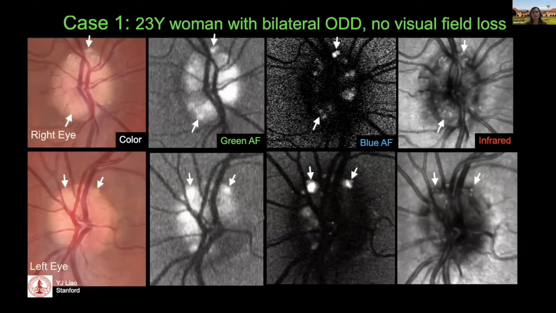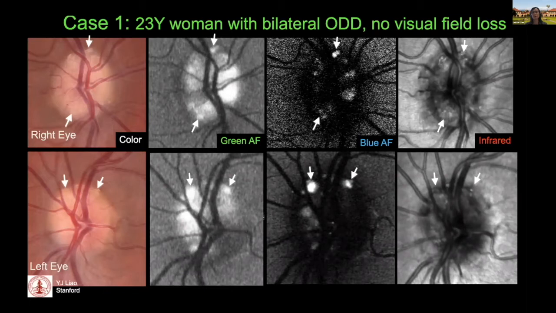Here are different imaging modalities for optic disc drusen. So the color photo, the right eye is on the top and left eye is on the bottom from the same patient. In the second column, this is green autofluorescence. And you can see that there's a lot of bright spots. So all the bright areas are basically drusen. And what you see is just a few textures on the color photo, but on the green autofluorescence, you see that the whole nerve is full of drusen.